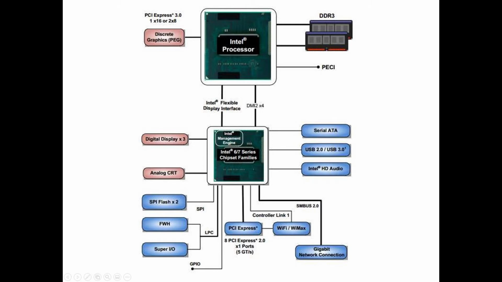The Intel chipset families use digital display and analog CRT. For SATA, the chipset uses serial ATA, USB 2.0 or 3.0 and Intel HD audio. This chipset also has a gigabit network connection. It is also built in with 8 PCI Express 2.0 lanes that work as a controller for Wi-Fi or Wi-Fi Max.